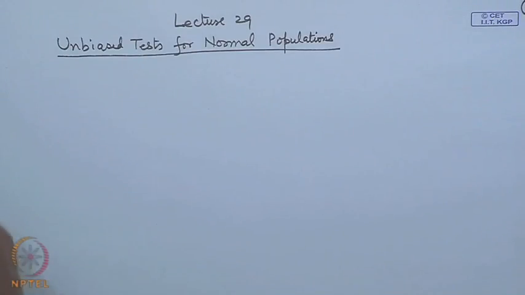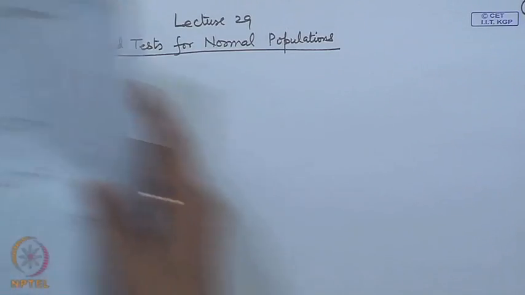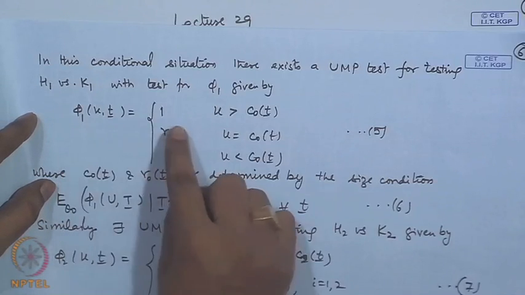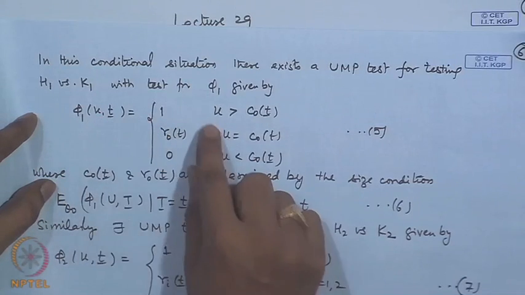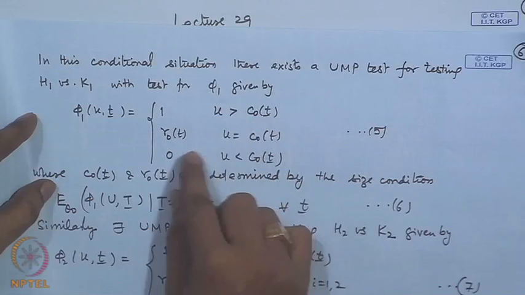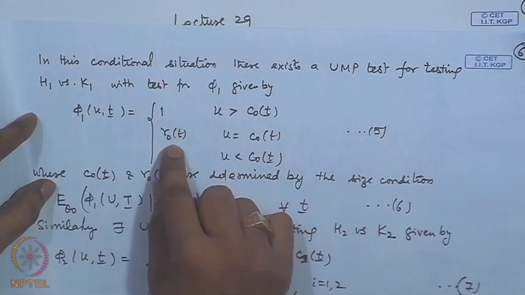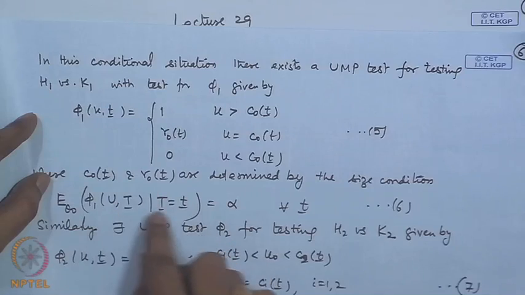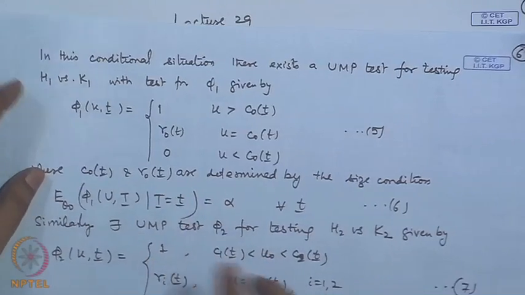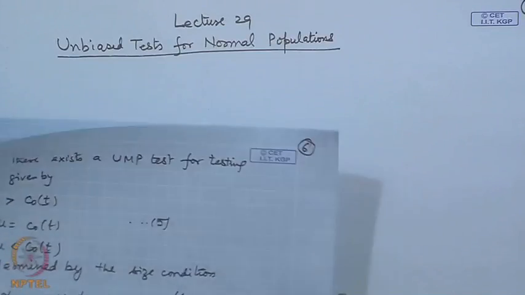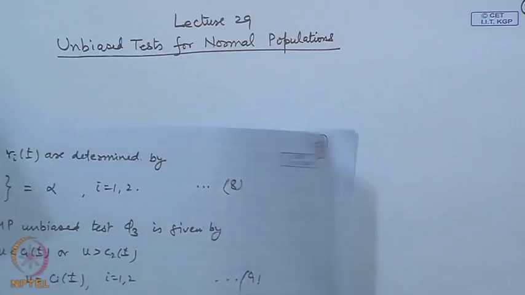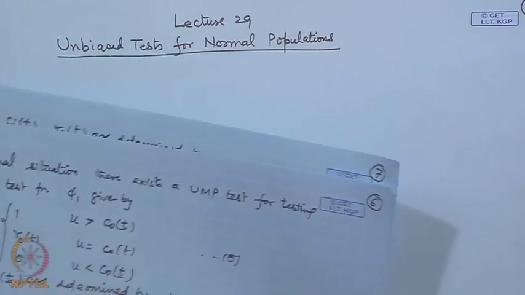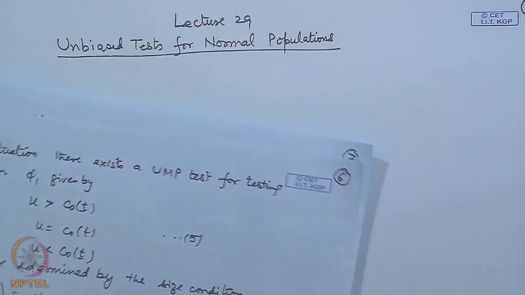Let me show the form here for at least one of them. If you recollect, the tests were of the form phi 1, conditional on t: 1 if u is greater than c naught(t), and gamma naught(t) at the boundary, and this c naught and gamma naught are determined from the conditional distribution. An extension of this was done later on, where we called these the unconditional tests also.